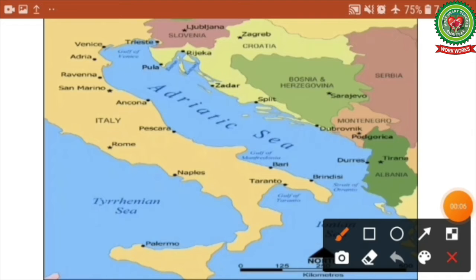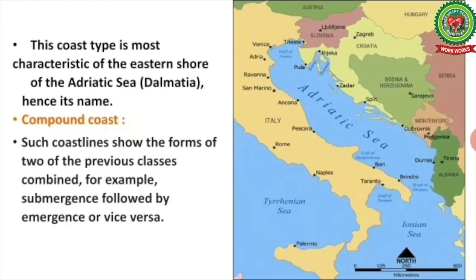This coast is the most important characteristic of the eastern shore of the Adriatic Sea, Dalmatia, hence its name as Dalmatian coast. Compound coast: such coastlines show the forms of two of the previous classes combined. For example, submergence followed by emergence or vice versa.